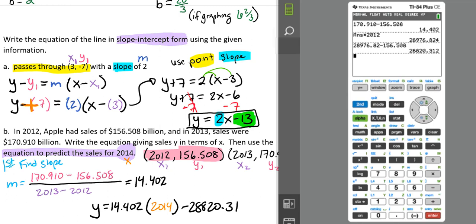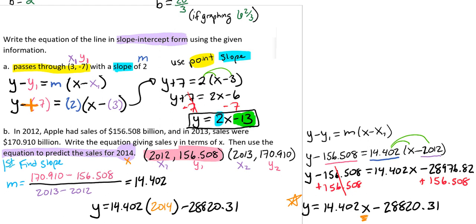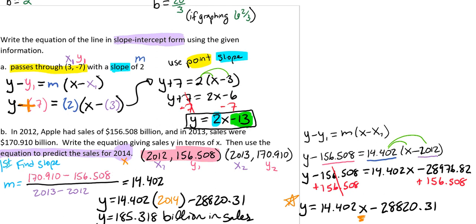So if we pull up our calculator here and we plug in 14.402 times 2014, then we subtract that 28,820.31 billion, we're going to get an answer of 185.318. So that gives us that y equals 185.318 billion in sales. And that's dollars, right? That's billions in sales. So we have two answers here. Our first answer is over here by our orange star. That's our equation. And our second answer is the number we get after we plug in our value.